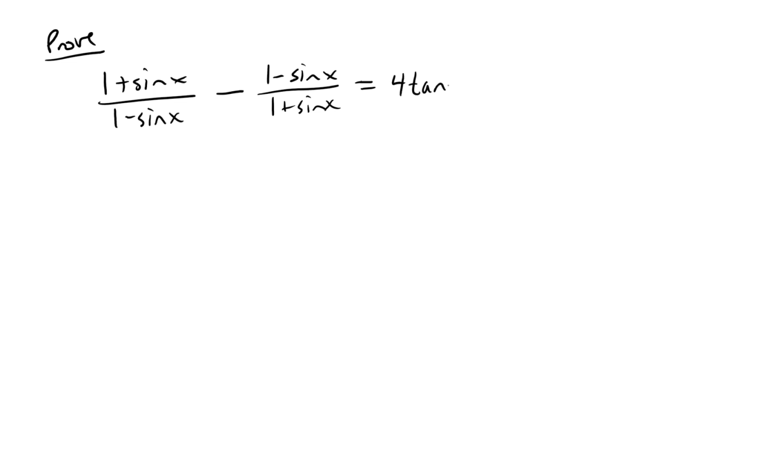Let's prove that (1 plus sine x over 1 minus sine x) minus the reciprocal, (1 minus sine x over 1 plus sine x), that big mess, equals 4 times the tangent of x times the secant of x. So a lot is going on here. Clearly the left-hand side is more complex than the right-hand side, but both look like they could use a little bit of work, right? So let's put them both in rehab and get them fixed up here.